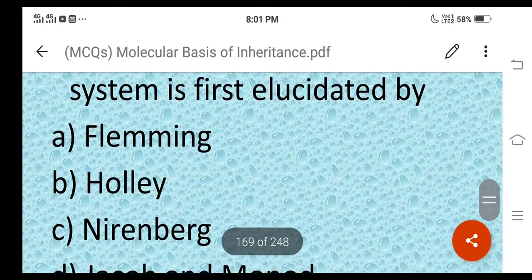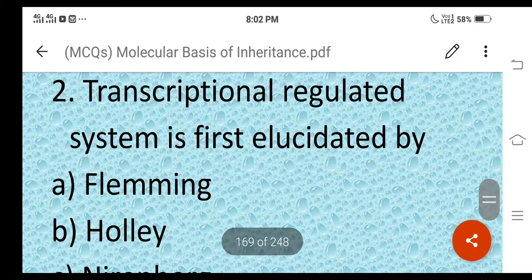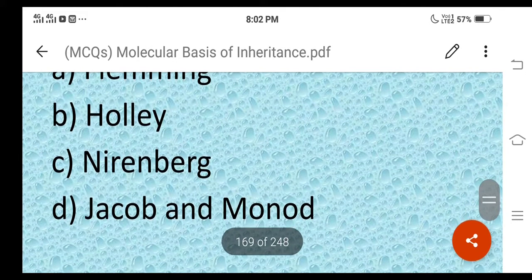Okay, and here it is nothing but the lac operon concept only. It was proposed by Jacob and Monod. Option D is the correct answer.